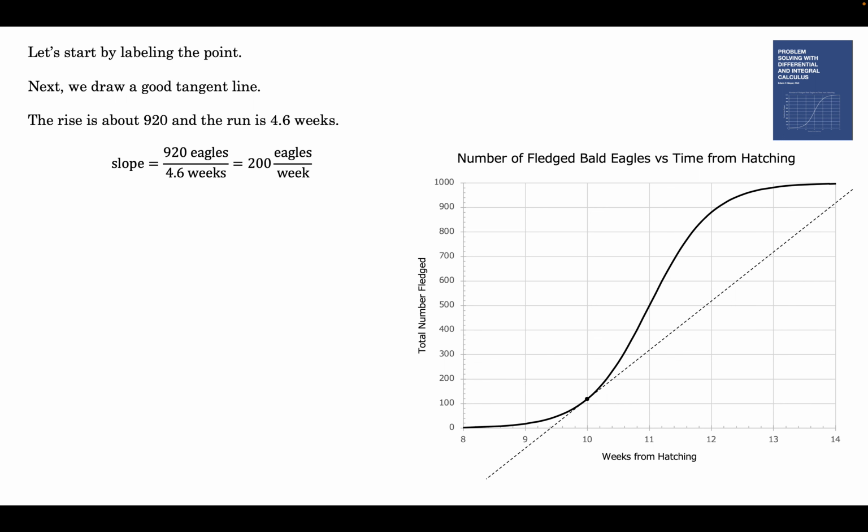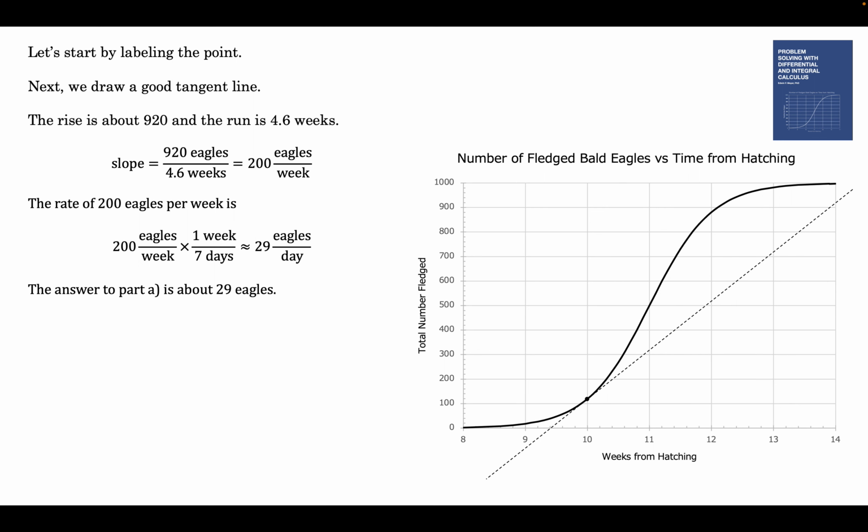And you can't say that 200 eagles will leave in a week, because that rate is only good at 10 weeks, not good at 11 weeks. In one day, we can make an approximation. 200 eagles per week is about 29 eagles per day. So one day, about 29 eagles left. About 29 of the 1,000 eagles fledged on the day of their 10-week birthday.